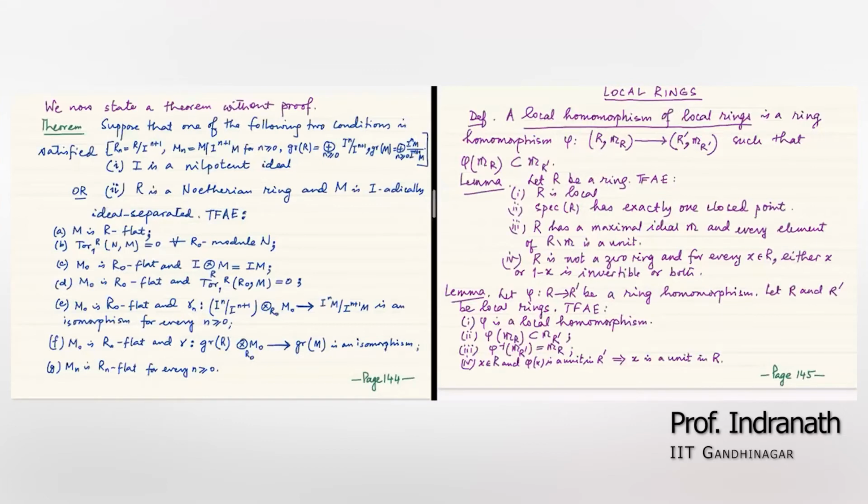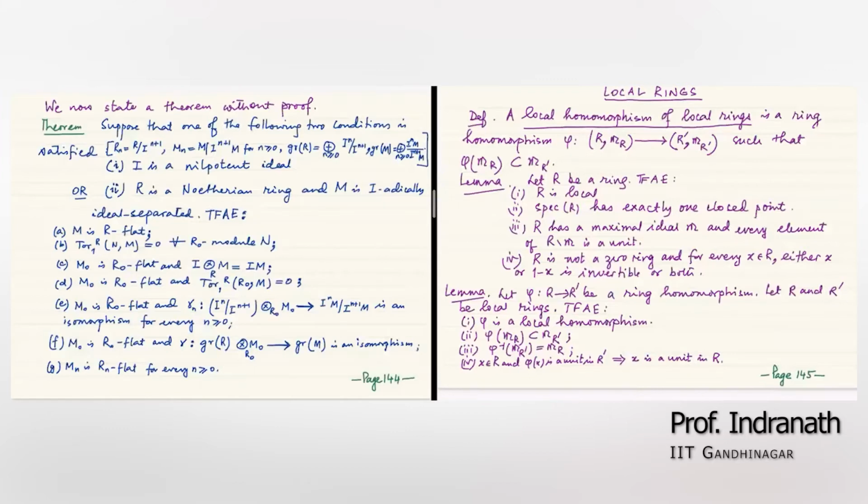I'm sure you know this. So a local homomorphism, you would see this name coming back again and again, because our main focus would lie on Noetherian local rings. Okay, so what is a local homomorphism of local rings? It means that it's a ring homomorphism from this local ring to this local ring, such that the maximal ideal is contained in this maximal ideal. Okay, so this is the definition of a local homomorphism of local rings.